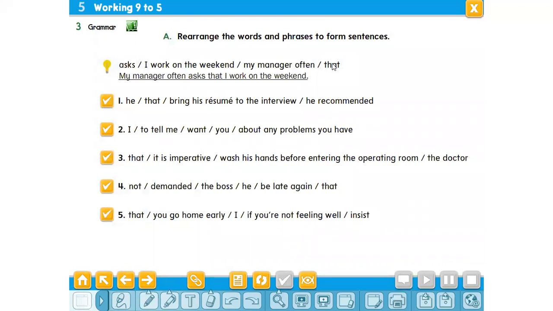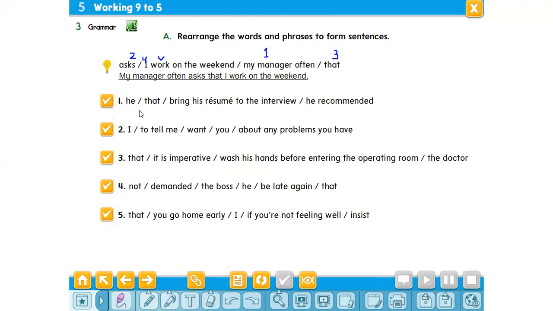At the beginning, I must search for the first subject. Where is the first subject here? Excellent. The manager. After that, where is the subject? The subjunctive verb. Excellent. Asks. What about the pattern after asks or subjunctive? Excellent. That plus subject, another subject, very good, plus verb in the base form. So I can say this sentence, my manager often asks that I work on the weekend.